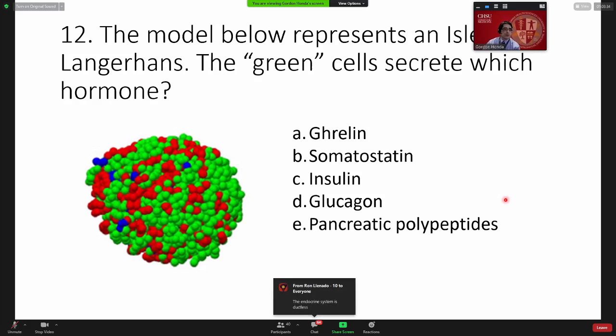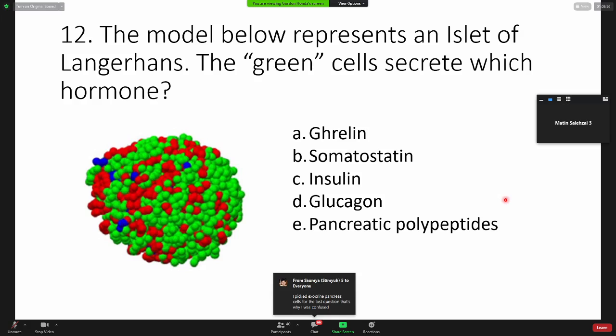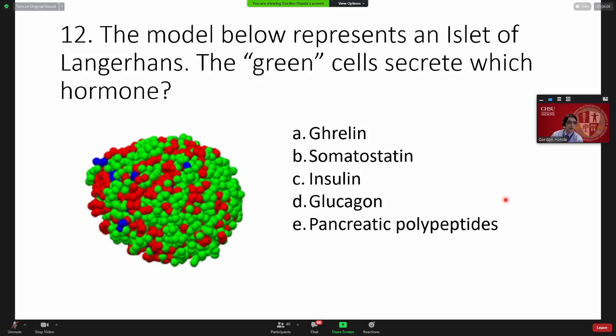The model below represents an islet of Langerhans. The green cells secrete which hormone? And we've got two different groups to call from. Let's go with group 3. Group 3. So group 7 got off scot-free today. Group 3, how would you want to answer this? I think maybe those are the delta cells, so somatostatin. I think they're delta cells. Okay, the green cells. Do you think the green cells make up the bulk of the islets in this diagram?